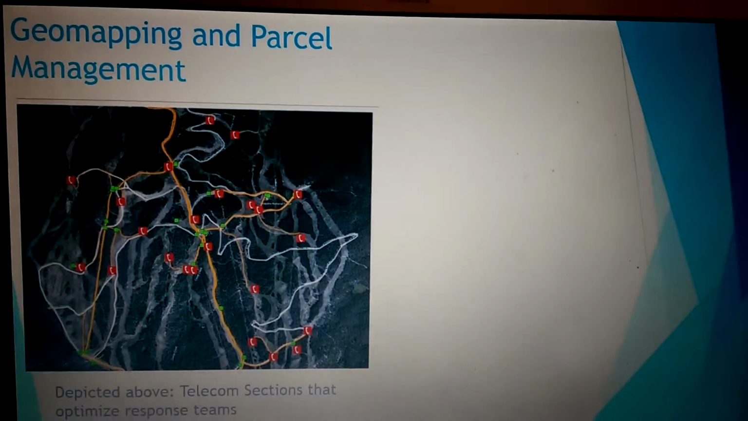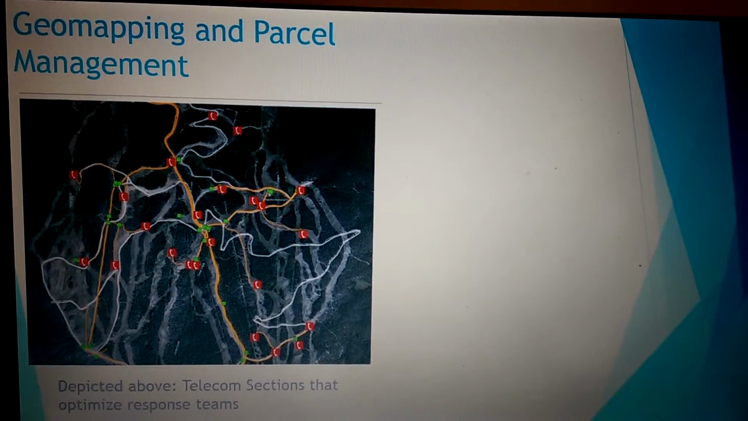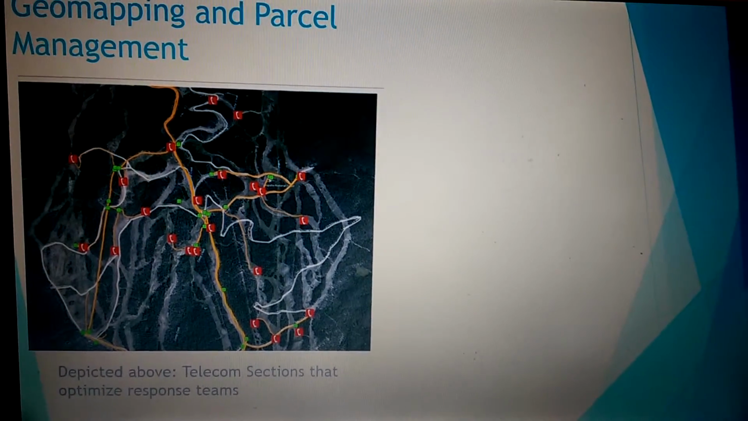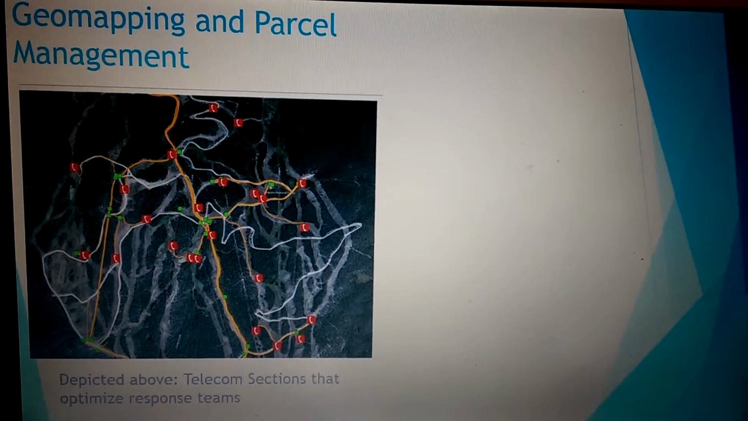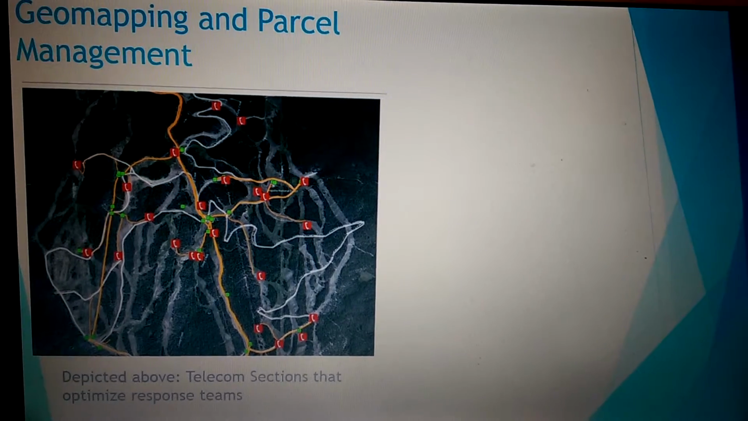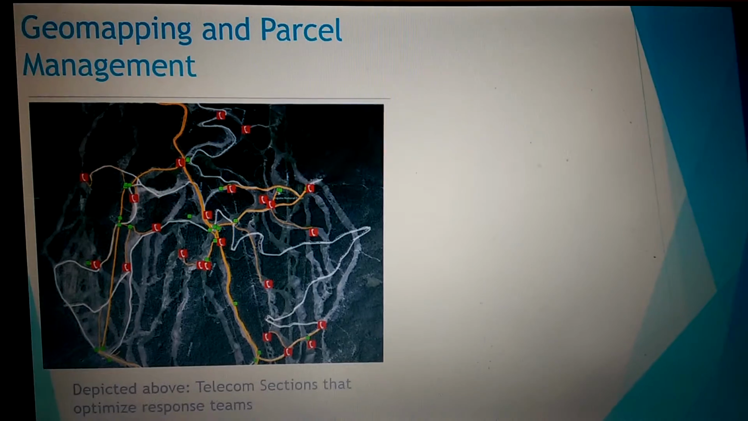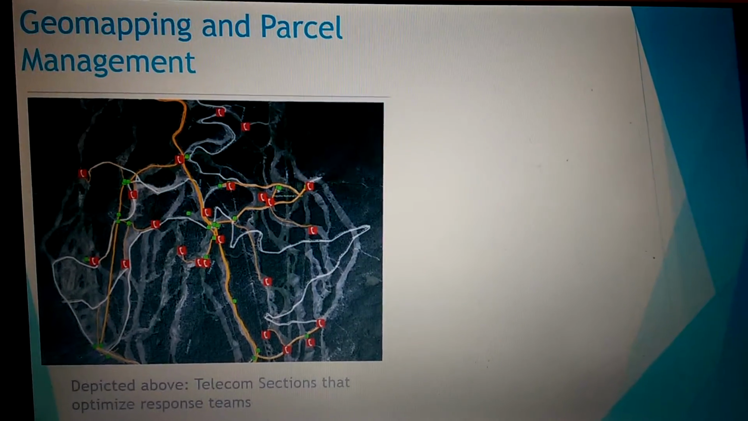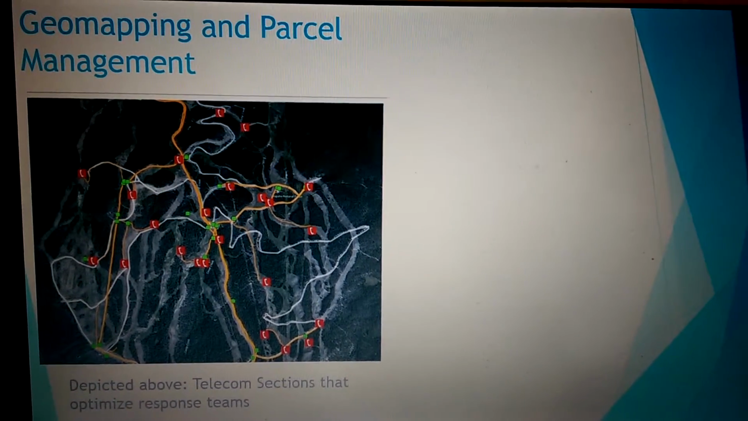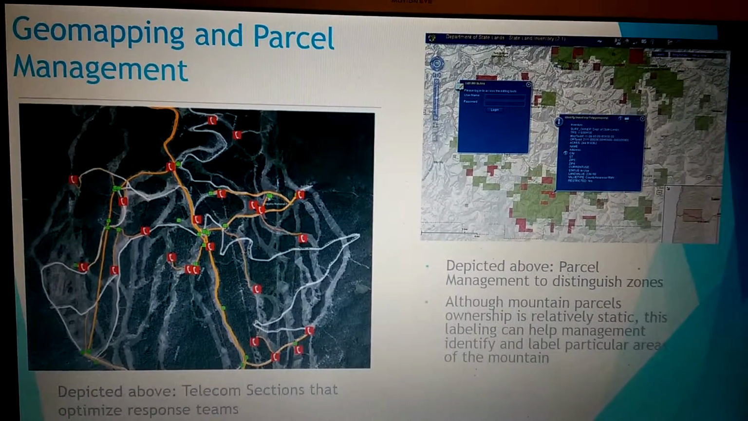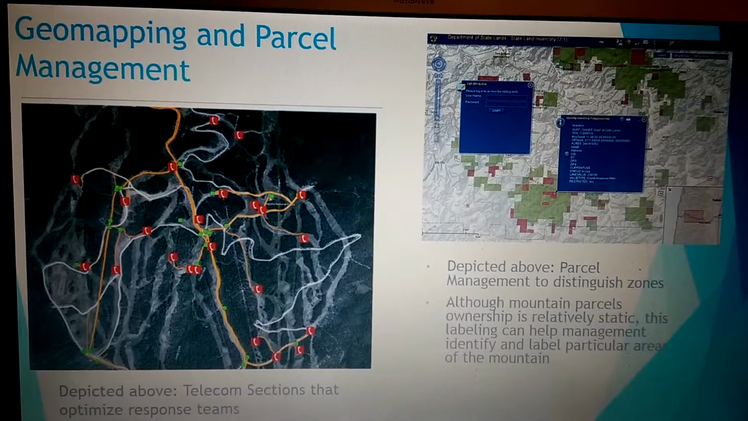So, geomapping and parcel management. This is a picture of Breckenridge, depicting the telecom sections, which helps fully balance their personnel on the mountain in response to either emergencies or different demands that might be faced in daily operation. Parcel management, again, is distinguishing different zones on the mountain.